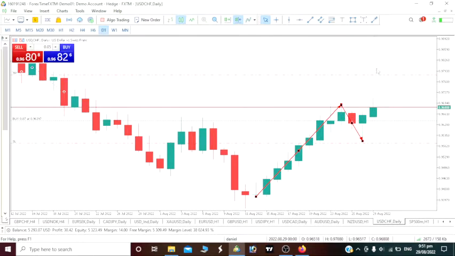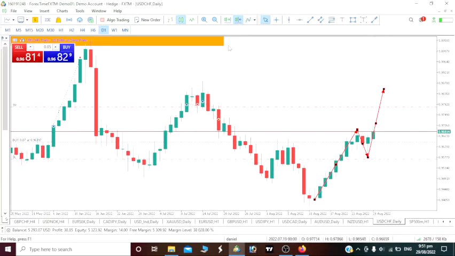We saw a correction, right? What are we expecting? A very massive bullish movement upward on our USD Swiss franc. So that is exactly what we are going to be seeing throughout this week. I bet it with you. Our USD Swiss franc will actually push up massively this week.